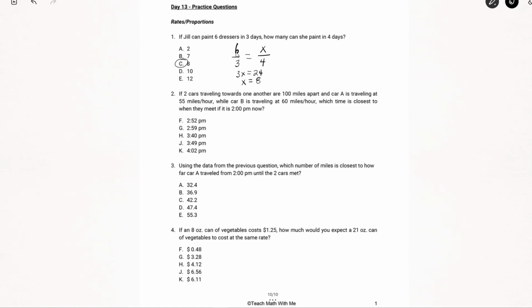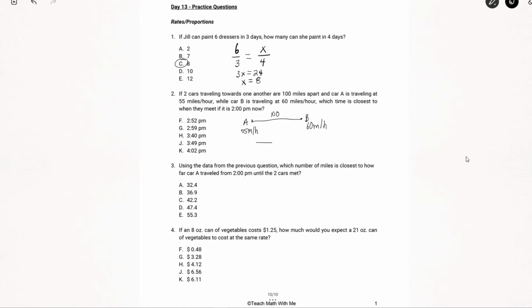Question number 2. If 2 cars traveling towards one another are 100 miles apart and car A is traveling at 55 miles per hour while car B is traveling at 60 miles per hour, which time is closest to when they meet if it is 2 o'clock p.m. now? So we have a distance between A and B. Here's A and then B. Their total distance apart is 100 miles. A travels at 55 miles per hour, B travels at 60 miles per hour, and they begin at 2 o'clock p.m. We want to know what time is closest when they meet.